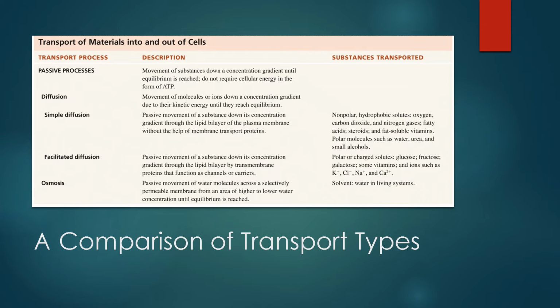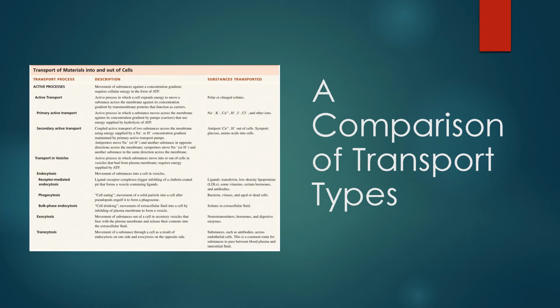Okay, here is a nice little comparison table of some of the passive processes that we talked about. Again, this is just a really good summary table. We've seen these before, these passive processes like diffusion and osmosis, and then the different types of diffusion, simple and facilitated there. Just a little study guide for you. And then here we have a table of the active processes. So looking at primary active transport versus secondary active transport, and then the transport in vesicles that we just went over.